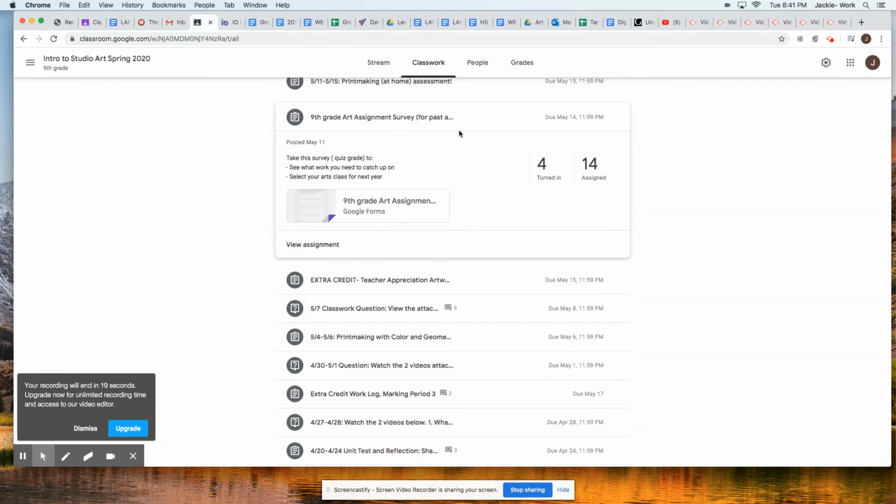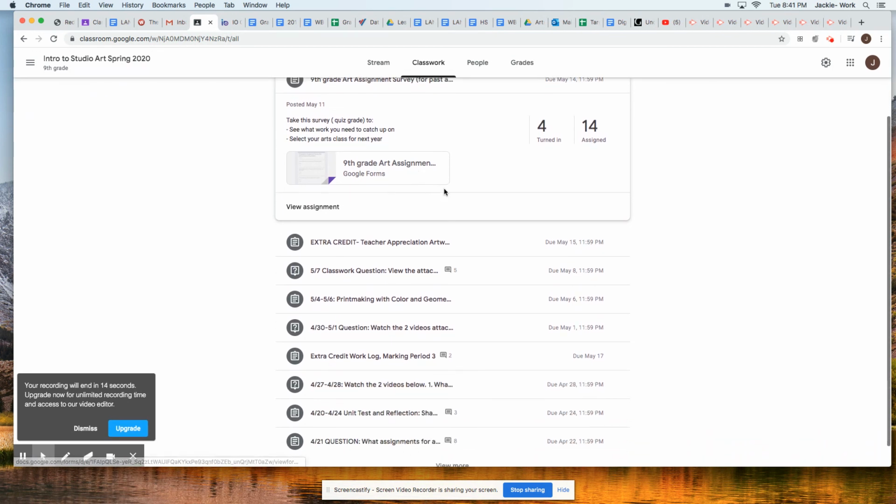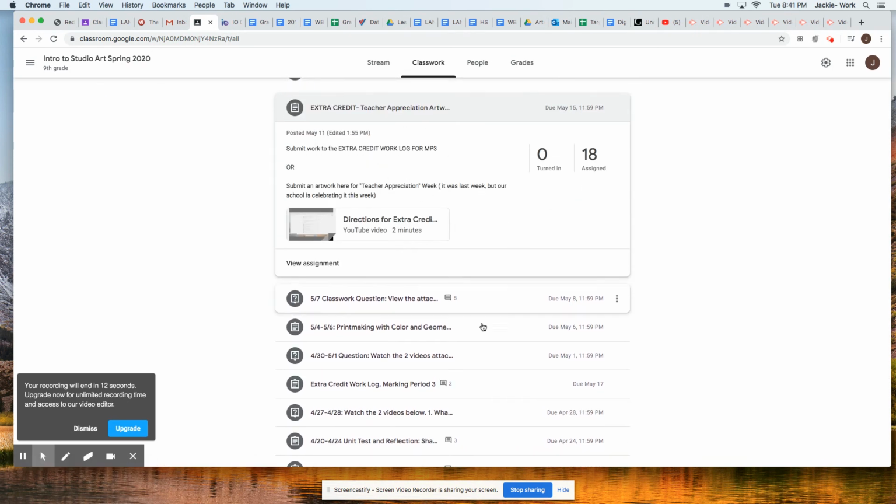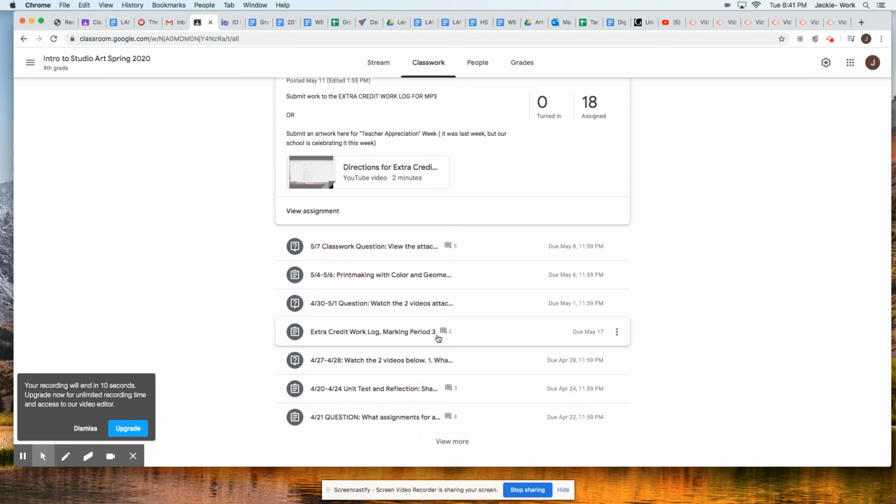Once you're done with the form, make sure you mark that assignment is done. And those are the main assignments for this week. If you're done early, take a look at the extra credit assignments here and the other one here.